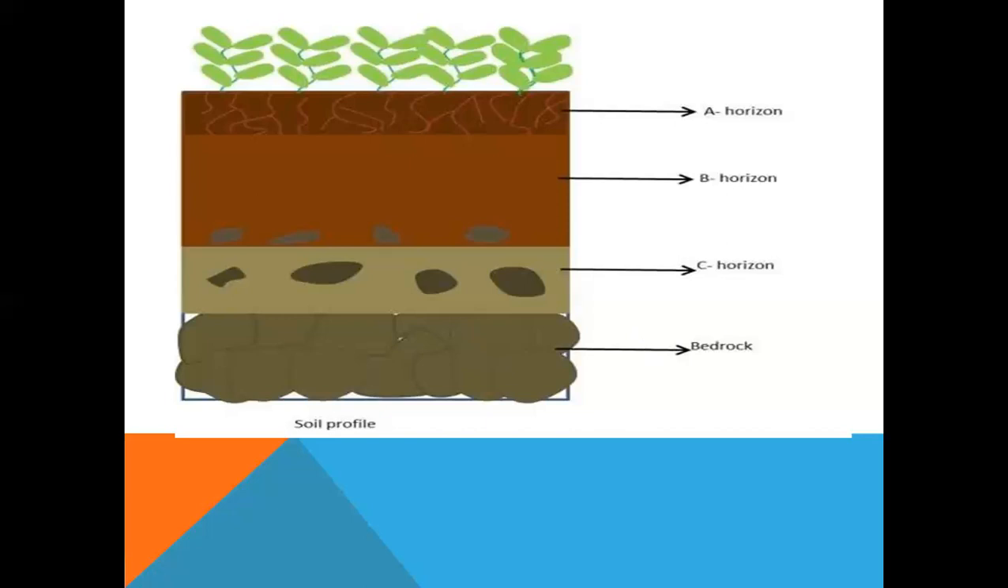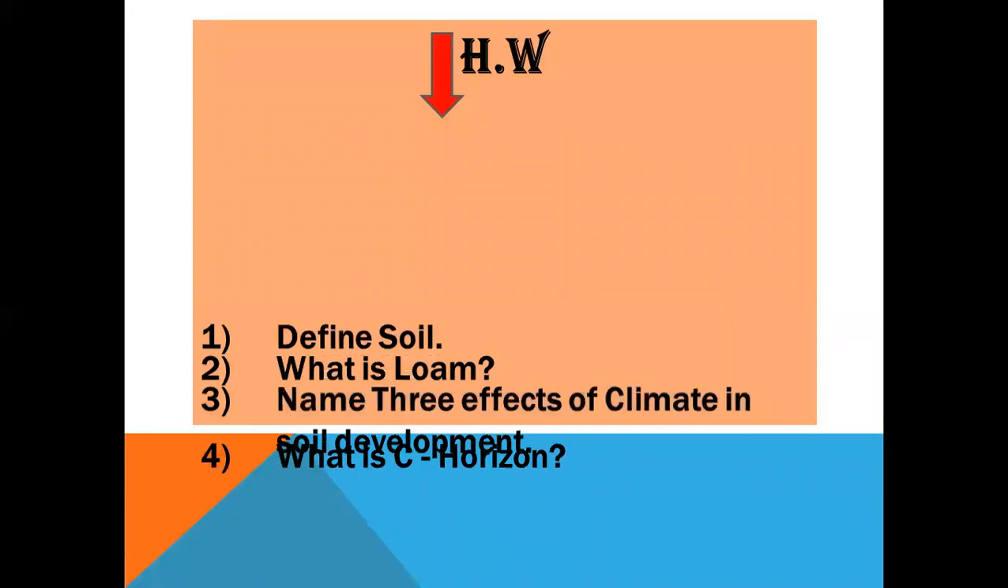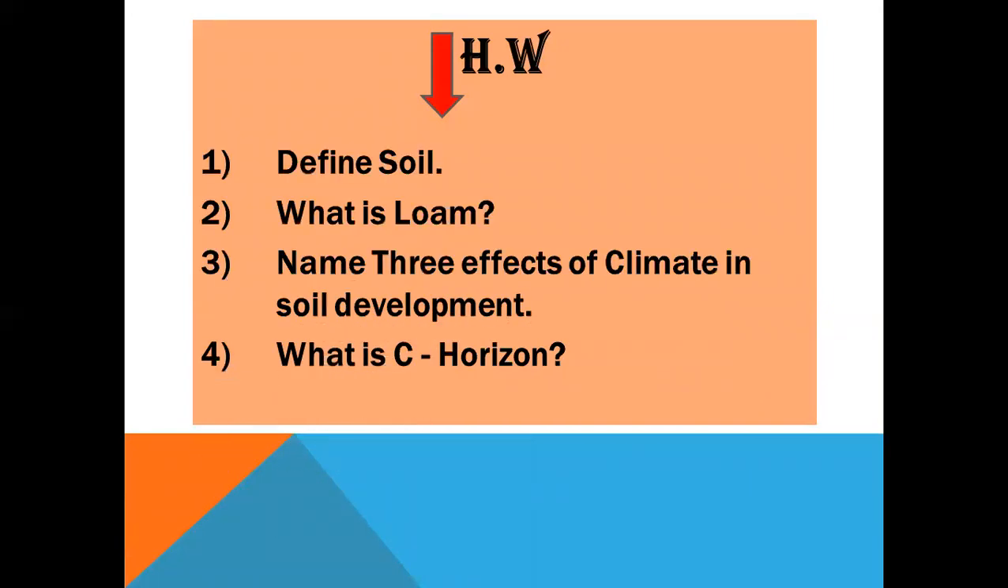Dear student, we finished today's lecture. Here is little homework. You will write the short question answer on your book. Question 1, define soil. Question 2, what is loam? Question 3, name 3 effects of climate in soil development. Number 4, what is C horizon?